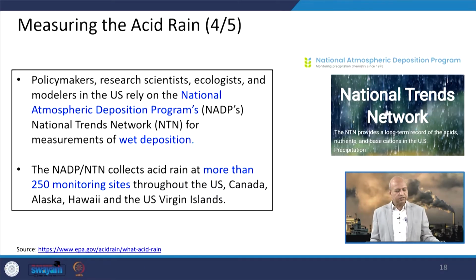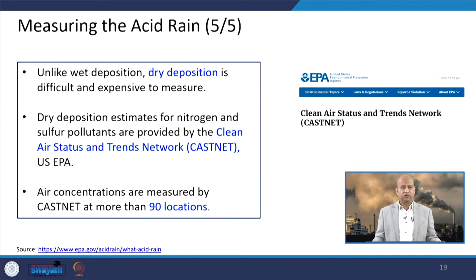So, the National Atmospheric Deposition Program was launched, okay, and the National Trends Network was established for measurement of wet deposition in the US and nearby areas. Okay. This was basically a conglomeration of more than 250 monitoring sites throughout the US, Canada, Alaska, Hawaii and the US Virgin Islands. So, a very large area was covered to monitor whether acid rain is occurring or not, right.